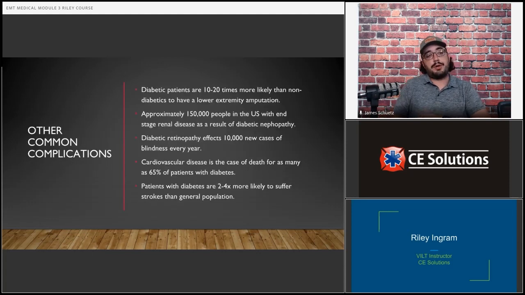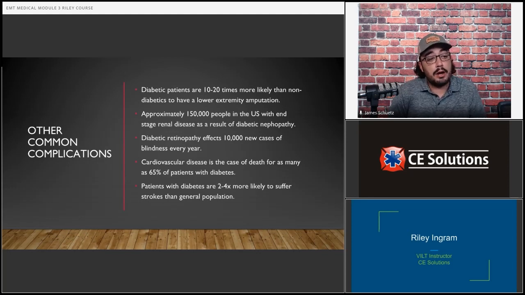All right. Other common complications we're going to run into. They're 10 to 20 times more likely than non-diabetics to have a lower extremity amputation. And that's because of that neuropathy. Okay, that's because of that decreased blood flow and decreased circulation in those extremities. Approximately 150,000 people in the United States have end-stage renal disease as a result of diabetic nephropathy. So you've got some internal issues with the renal failure and things like that. Now they're in dialysis. Diabetic retinopathy affects 10,000 new cases of blindness every year. Right, so 10,000 people have some sort of blindness due to this.